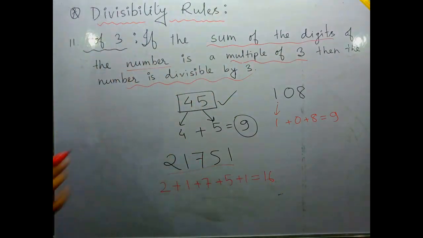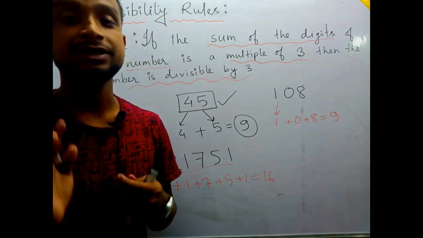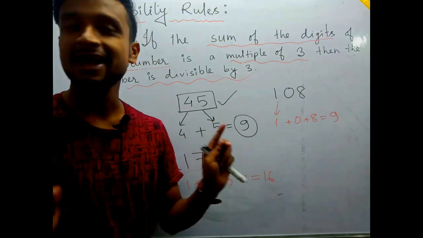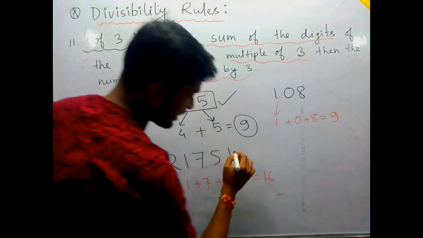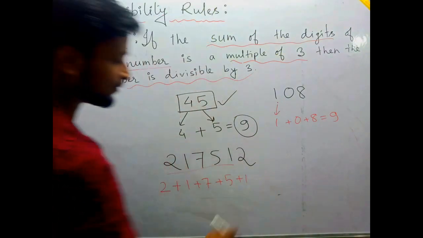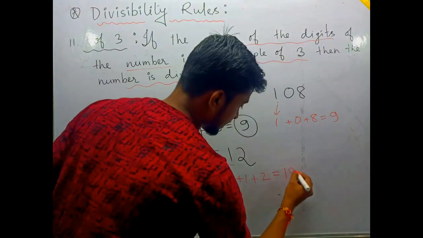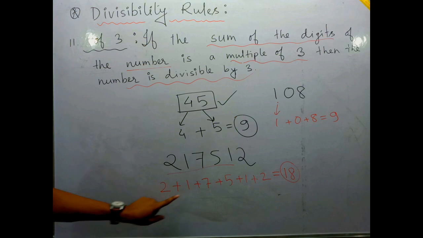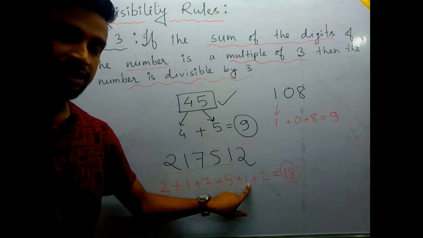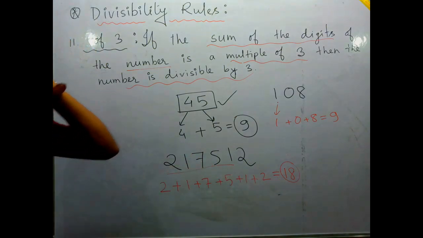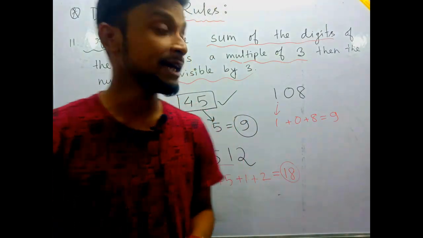Will it be divisible by 3? No, right, as 16 is not a multiple of 3. So this number is not a multiple of 3. Okay, so suppose I add one more digit, plus 2. That means the sum will be 18: 2 plus 1 is 3, 3 plus 7 is 10, 10 plus 5 is 15, plus 1 is 16, plus 2 is 18. Okay, now see, 18 is a multiple of 3. That means 18 is in the table of 3.